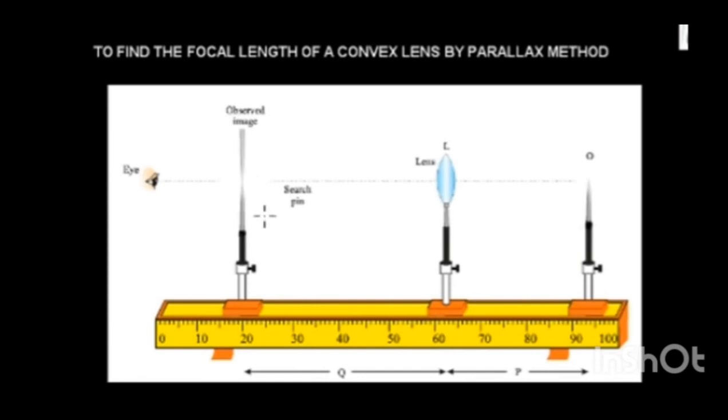By moving our eye left to right, we can make the object needle tip and the image needle tip coincide with each other. If this happens, then parallax is removed. If the tip of the image needle and the tip of the image of the object needle move separately, then there is a parallax. So we have to remove the parallax by moving the image needle toward the lens or away from the lens.